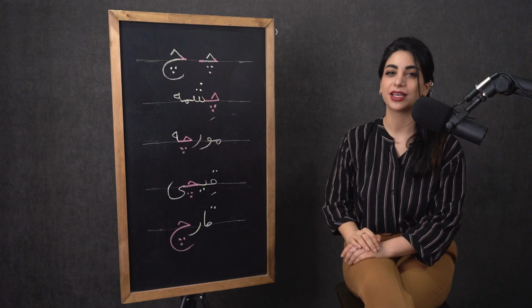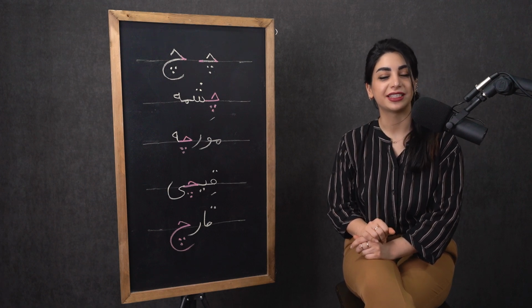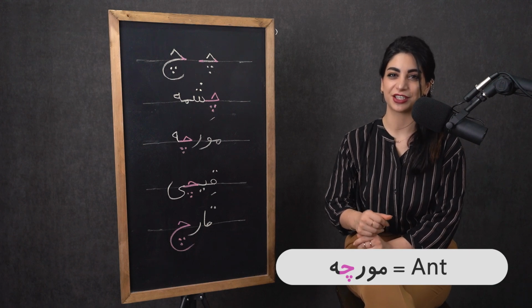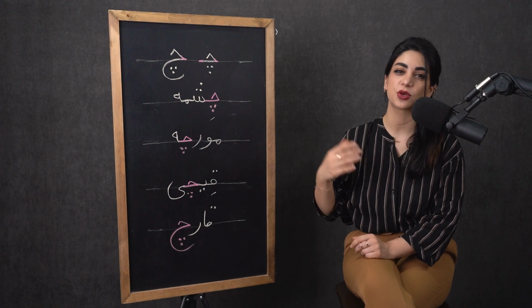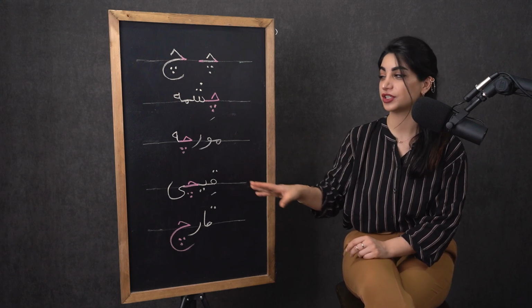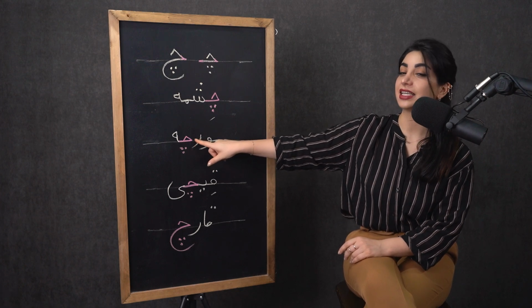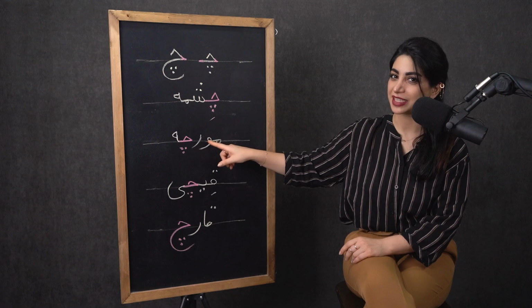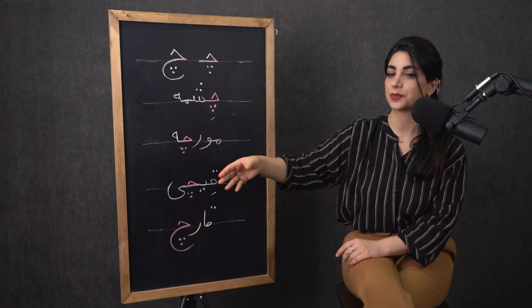What about the next one? مورچه. مورچه is the same as ant in English. These little things that walk all around the rooms or jungles, everywhere. You can see them. But look at che here. It didn't attach from here because we know that red doesn't want to attach. But of course it has to attach to the letter after that.